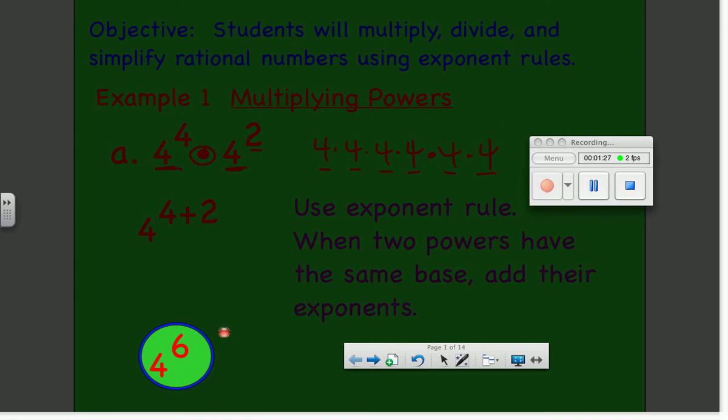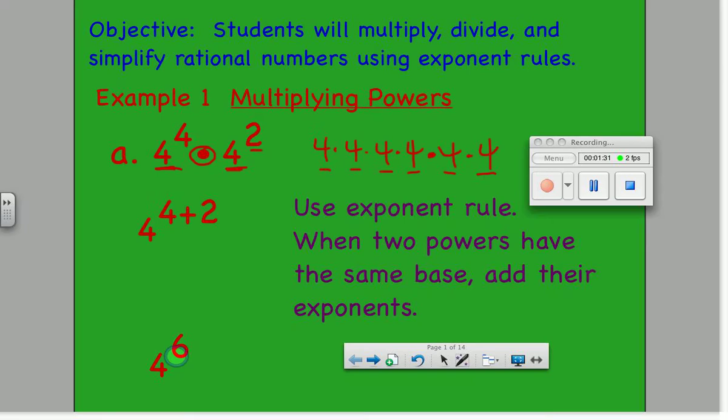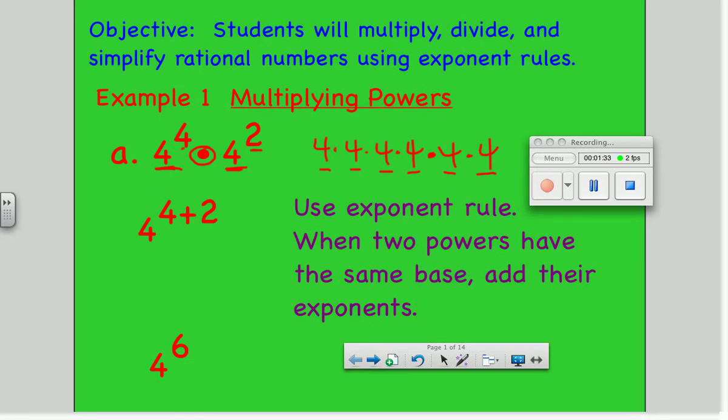The easier way to think about this and do this then is just to add the exponents. Add the exponent 4 with the exponent 2. 4 plus 2 is 6, so we have 4 to the power of 6. Okay? This is example 1, multiplying powers. Make sure you get all this down.